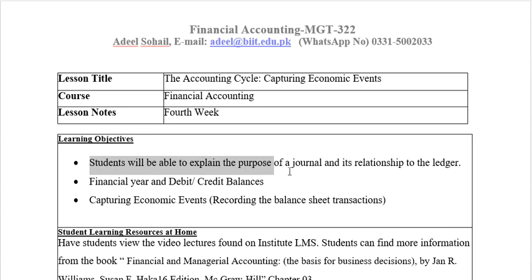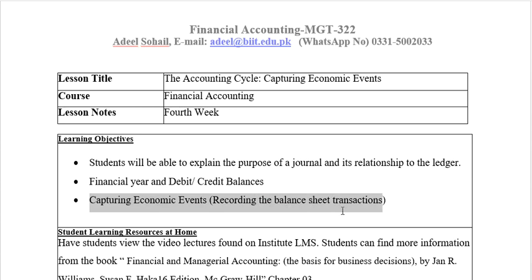Look there, at this selected highlighted bar: students will be able to explain the purpose of the journal and its relationship to the ledger. And the second thing you will learn is the financial year's debit and credit balances, how we can calculate the debit and credit balances, and we will talk about the financial years. And the third important thing that we will cover is capturing the economic events, which means you will perform business transactions, and how we can record the business transaction.